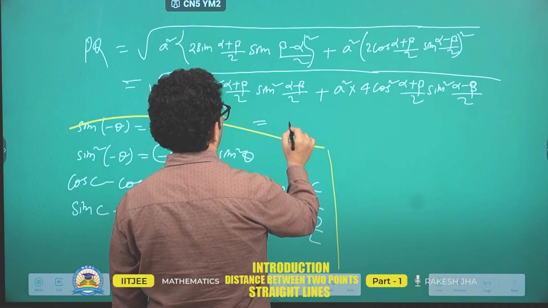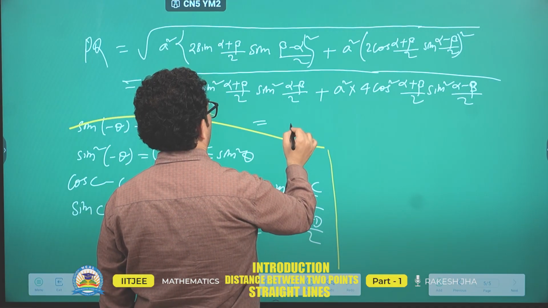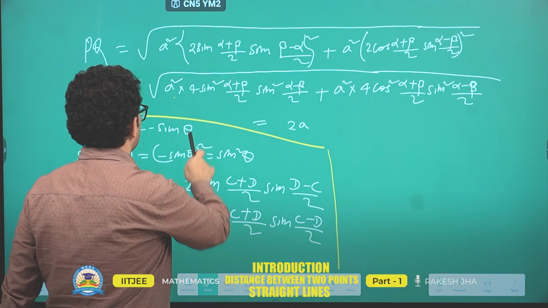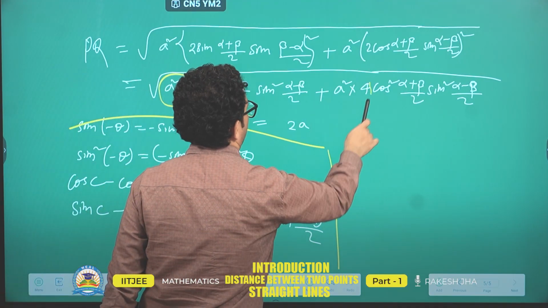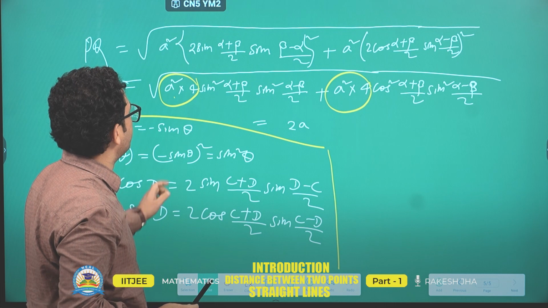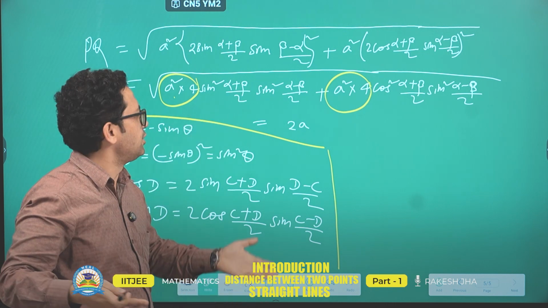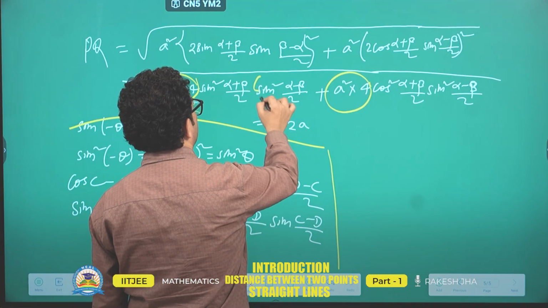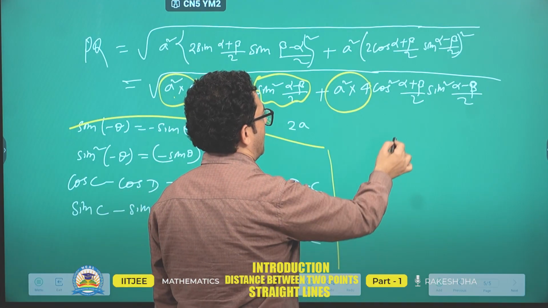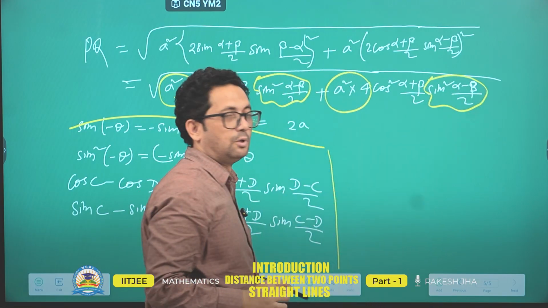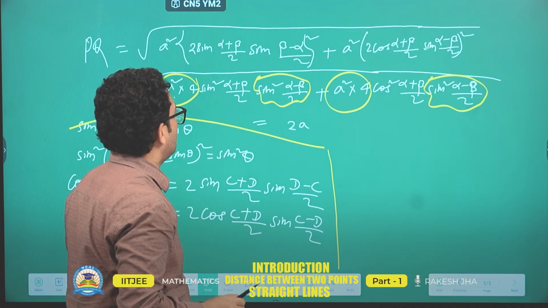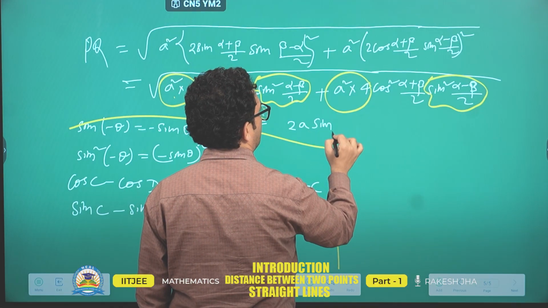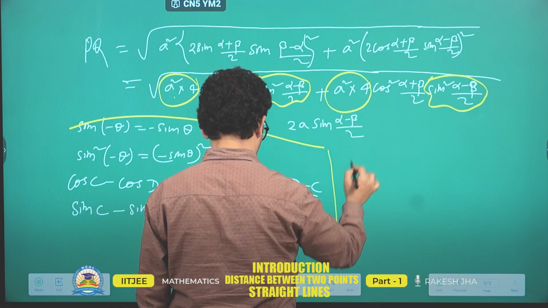So what do we observe here? a square and 4, so it would be 2a, because this portion 4a square and this portion 4a square, if you take it common, then outside the root it would be 2a, right? And now we see this portion sine square (alpha minus beta) upon 2 and sine square (alpha minus beta) by 2. This can also be taken common. So if we take out from the square root, then it would be sine (alpha minus beta) upon 2.